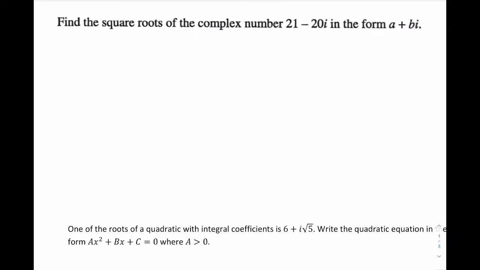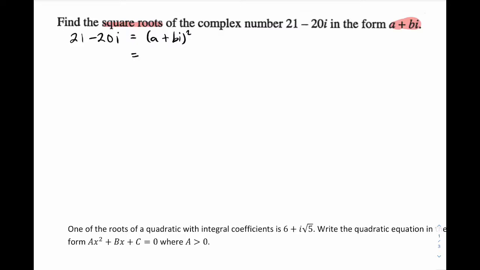So in this next example, it says find the square roots of the complex number 21 minus 20i, and your answer should be in this form, a plus bi. So let's highlight a plus bi. That's the form we're working with. And notice how it says find the square roots. So what that means is that this number, 21 minus 20i, if you were to compare it to a plus bi, if a plus bi is a square root, that would mean if I square this thing, it should become 21 minus 20i. So let's keep going.